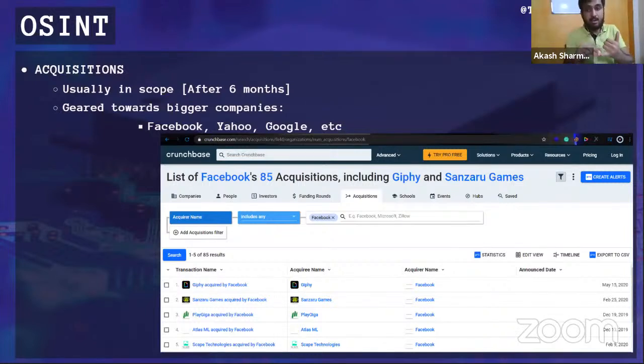So Giphy is owned by Facebook. If I find a vulnerability in Giphy, and they have a security team that understands it, I get the bounty from Facebook, right? That's the best part. Now I'm not having a single target, but a really big attack surface which I can play with. My playground just increased maybe multifold. Usually these domains get in scope 6 months after the acquisition.